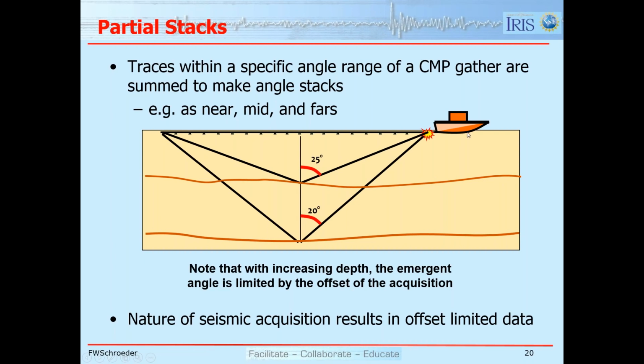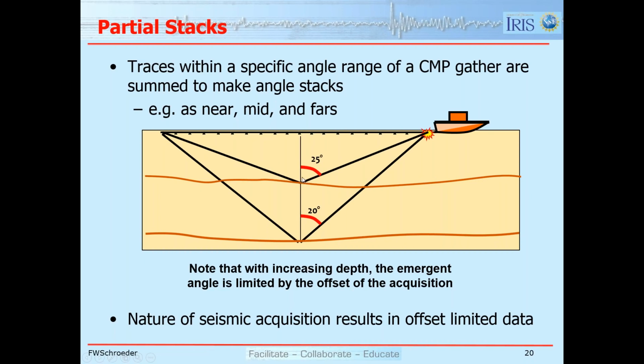And the diagram here, we have our source boat, or our acquisition boat with our source, and we have receivers. If we look at the furthest receiver, at this depth, that incident angle, which is equal to the reflected angle, is 25 degrees. But as we go deeper, that angle gets smaller. So the maximum angle here is 20. If we went even deeper, it might be 15 or 10 degrees.